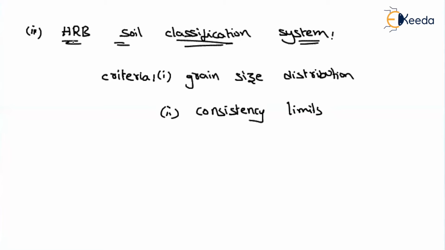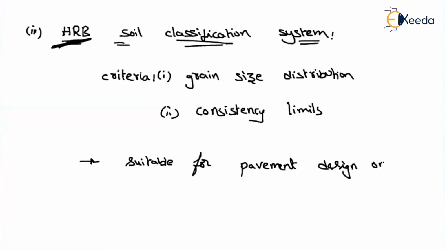As these observations were made by constructing the highways, most probably this classification is suitable for pavement design only. So here the soil is classified into 7 groups.